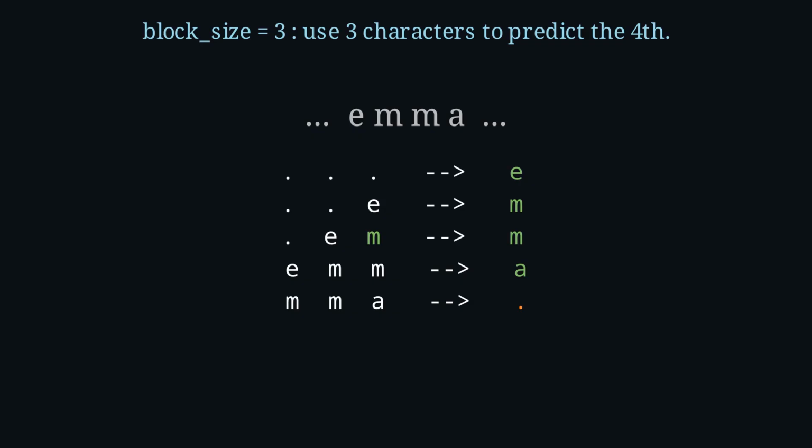EM predicts M. EMM predicts A. And MMA predicts the end token. Each row is one training example. 3 input characters, 1 target.